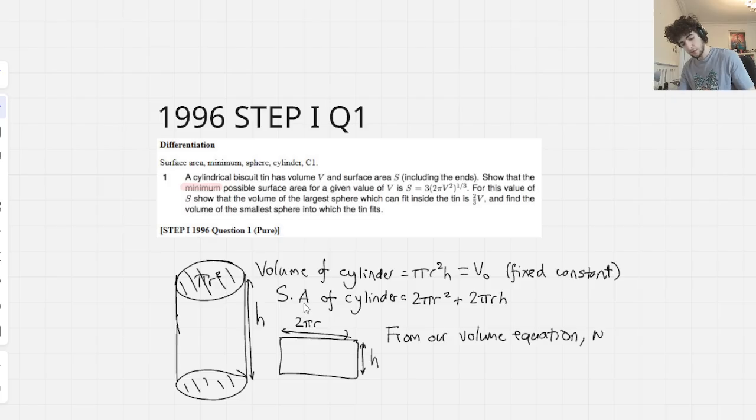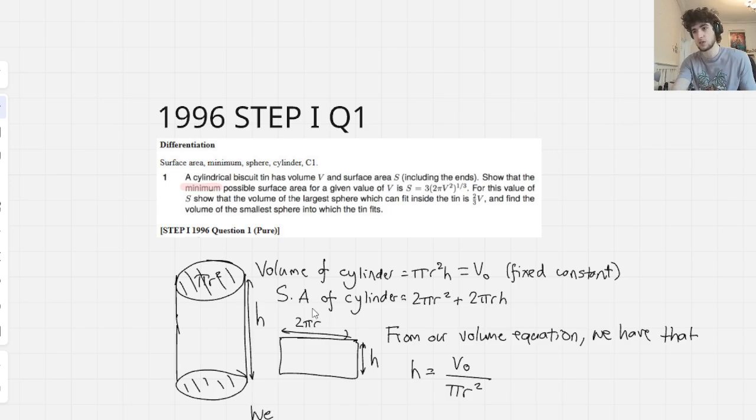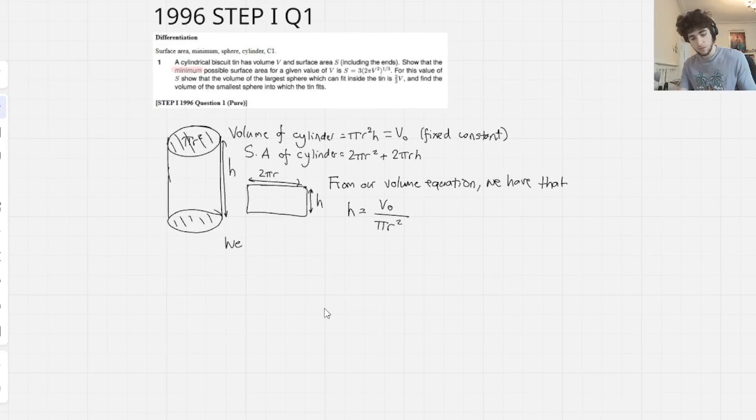we have that h is simply v naught divided by pi r squared. So we've solved for our height as a function of r, and we can substitute this into our surface area equation. Let me zoom out. We substitute this into our surface area equation.